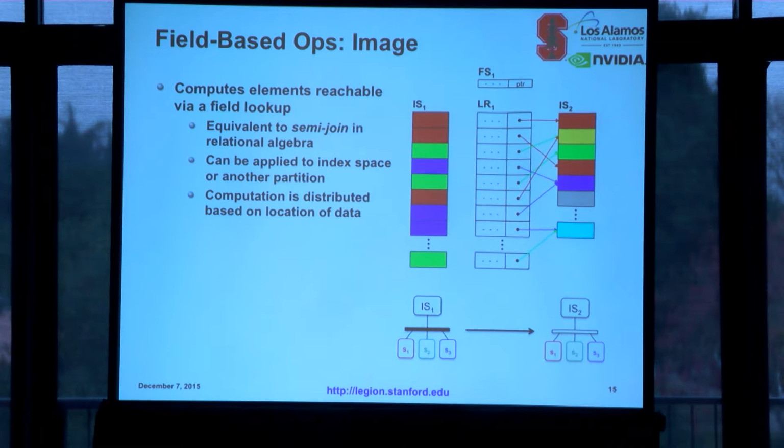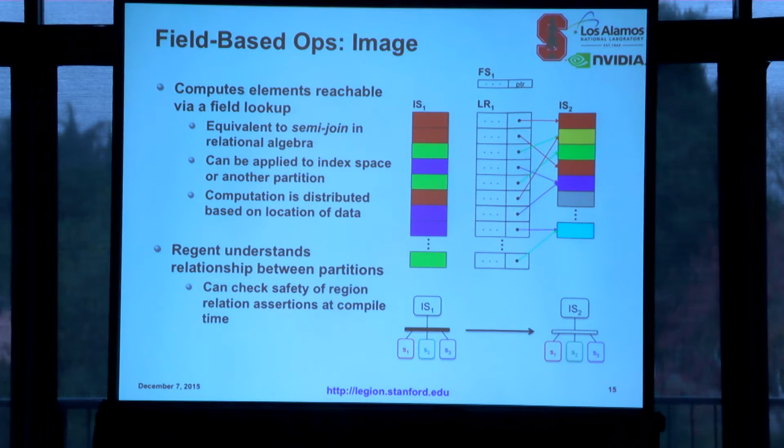But what we get now is a partition of the target index space that has exactly the same number of subregions as the original one. And they are exactly the ones that were reachable from the elements in there. OK? So this is great for describing partitioning on, say, a graph or a tree or lists. The other nice thing about it is that this image operation has a mathematical meaning. If I treat this field here as a mathematical function, it is exactly the image of these sets through that function, which means I can reason about it, and in particular, Regent can understand these relationships and can check the safety of assertions you make based on this at compile time.